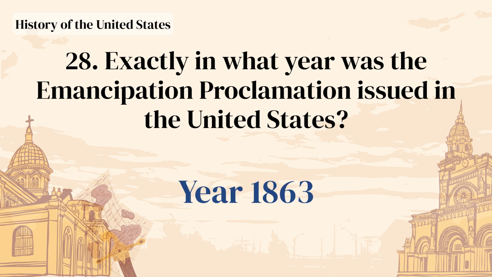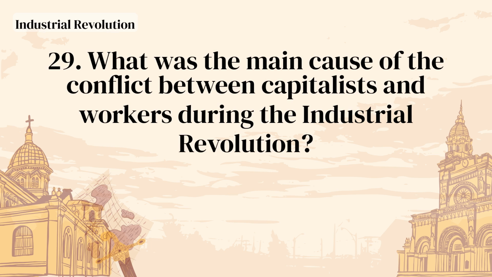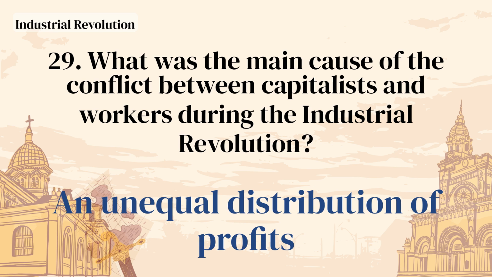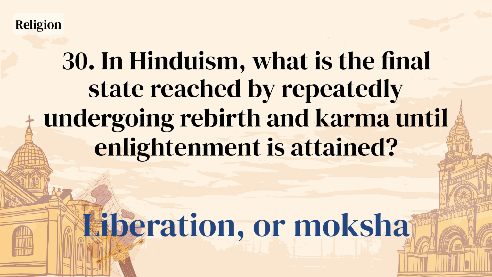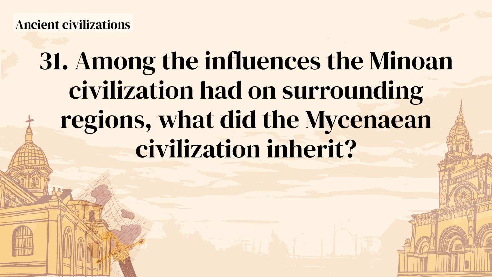Year 1863. What was the main cause of the conflict between capitalists and workers during the Industrial Revolution? An unequal distribution of profits. In Hinduism, what is the final state reached by repeatedly undergoing rebirth and karma until enlightenment is attained? Liberation, or moksha. Among the influences the Minoan civilization had on surrounding regions, what did the Mycenaean civilization inherit?